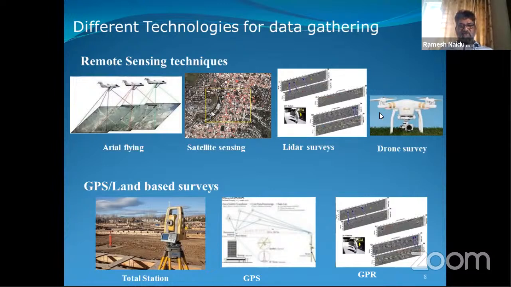And GPS, we all know we use in mobiles as well as for navigation systems. And total station is a well-known instrument for surveying, establishing control points and capturing all the observations physically from the ground, not remote sensing. So the top one is remote sensing techniques, and the bottom one is terrestrial or conventional technique, the instruments that we are using for surveys. So these are the many methods or technologies that we are using for creating the maps.